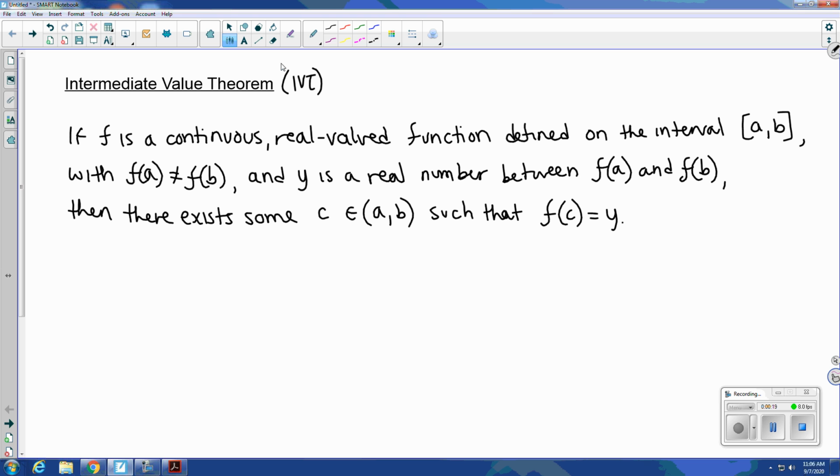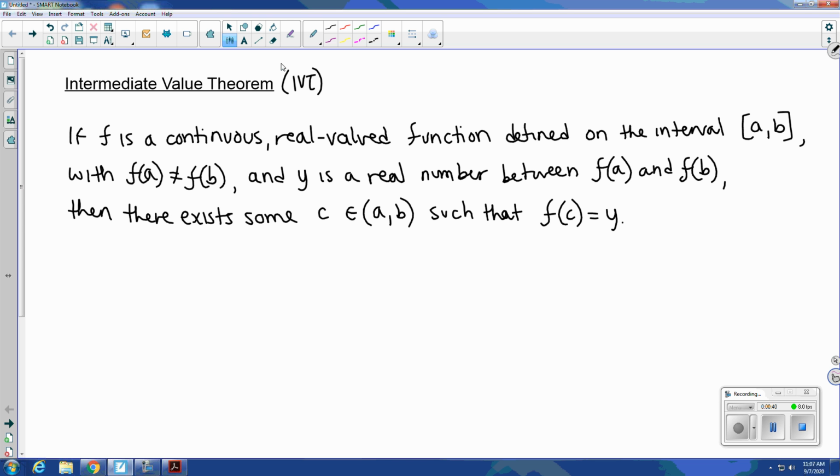It says, if f is a continuous real-valued function defined on the interval a to b, with f of a not equaling f of b, and y is a real number between f of a and f of b, then there exists some c that's an element of the interval a to b such that f of c equals y.